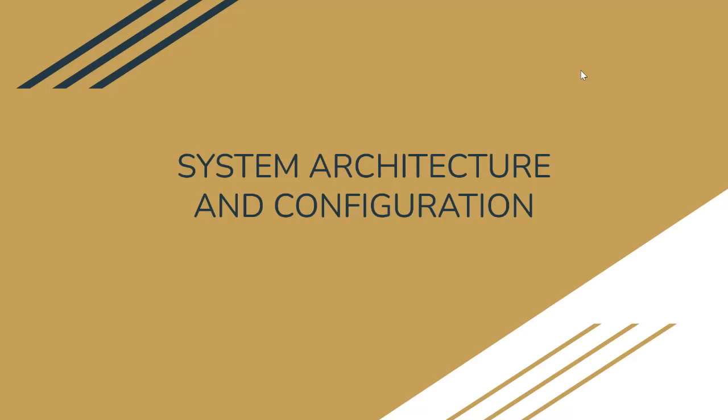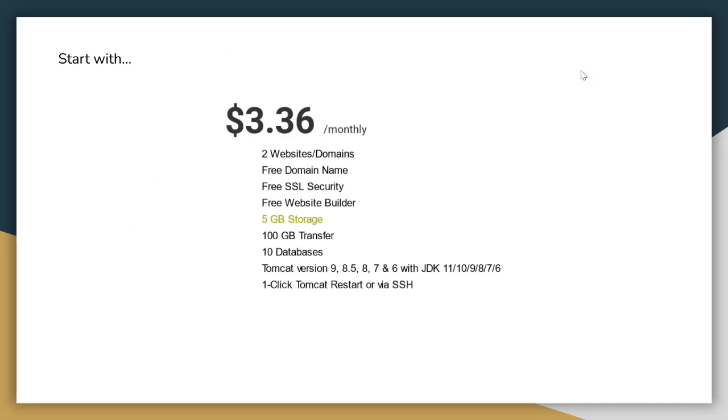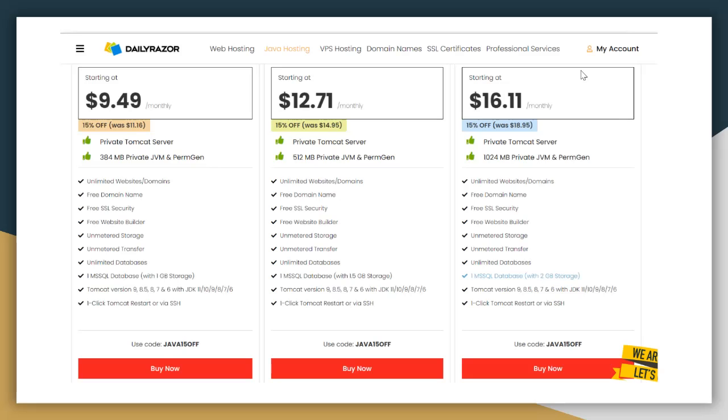For our system architecture and configuration, Assembleague will be developed following the MVC architecture. We have divided it into two modules, and the interactions of the components will be discussed in the later parts of the report. Upon reaching the deployment stage, we are planning to host it in the Daily Razor. It is a web hosting service that caters to Java web applications. We will start with this package and will upgrade as needed.